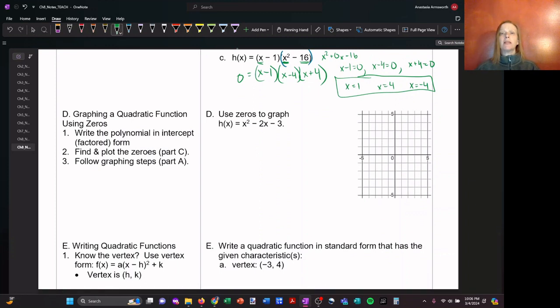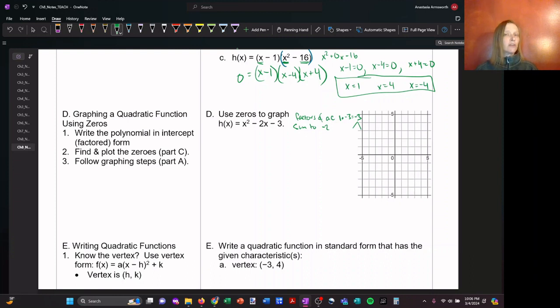So x squared minus 2x minus 3. I want to find the factors of AC, which is 1 times negative 3, so negative 3. Factors of negative 3 that sum to negative 2. What are my factors of negative 3 that sum to negative 2?